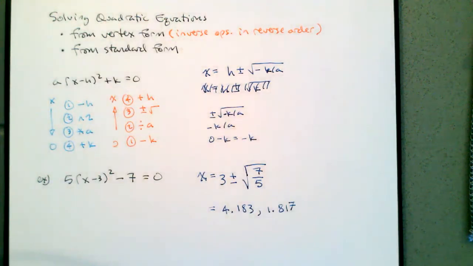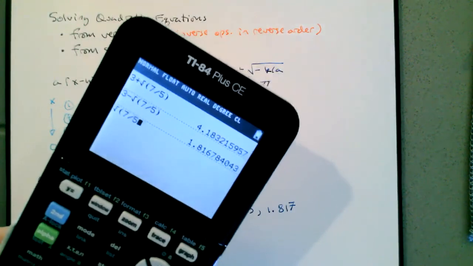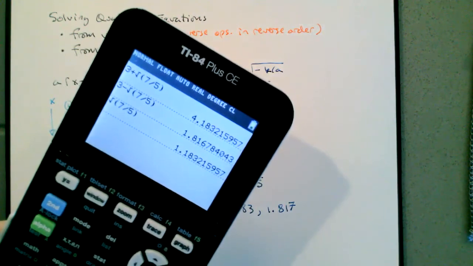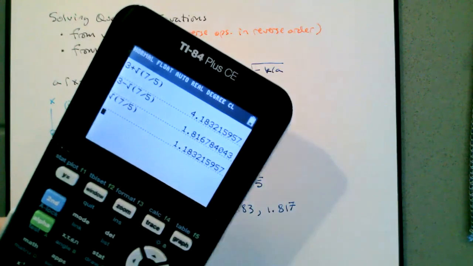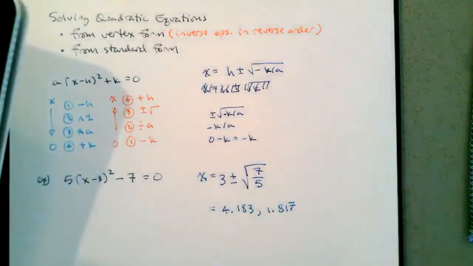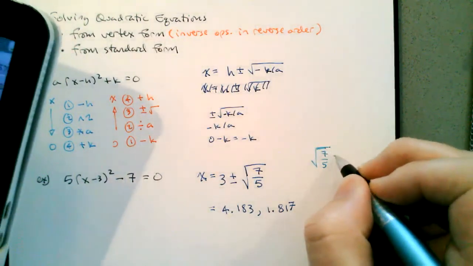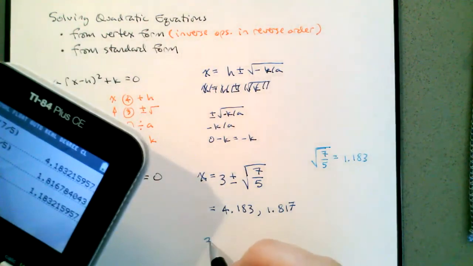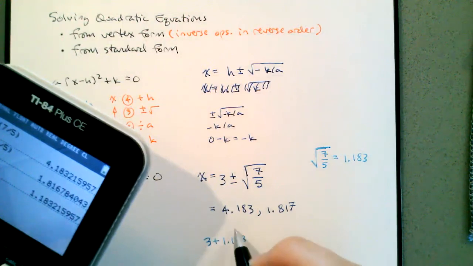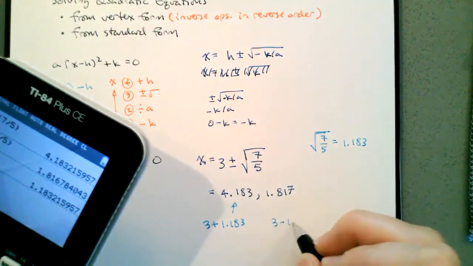Notice that in the middle is a 3, and then we add and subtract the square root of 7 over 5. So if I look at the square root of 7 over 5, that's 1.183. So I take 3 plus 1.183, and 3 minus 1.183. There's the plus or minus. So the 4.183 is 3 plus 1.183. And the 1.817 is 3 minus 1.183.